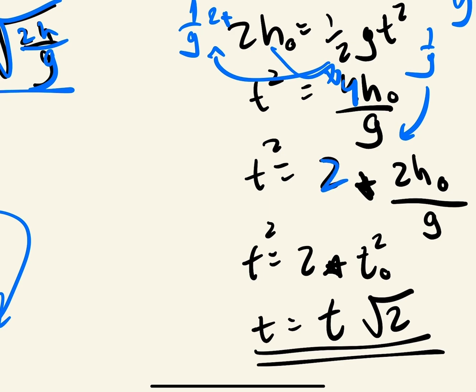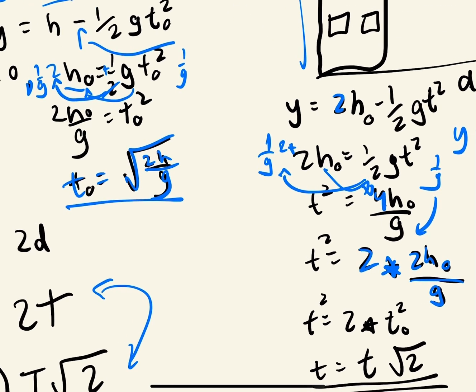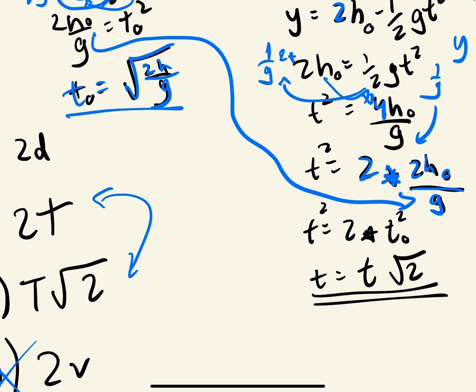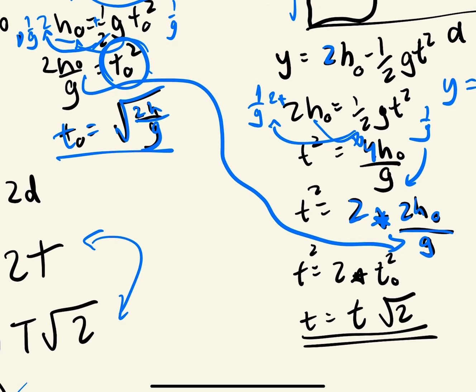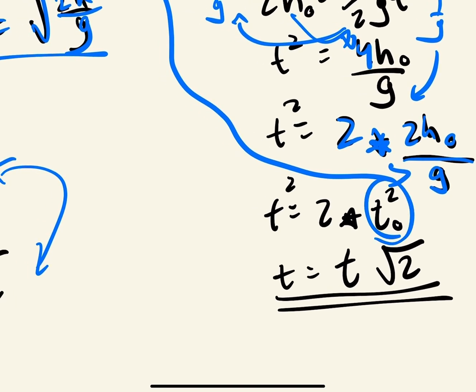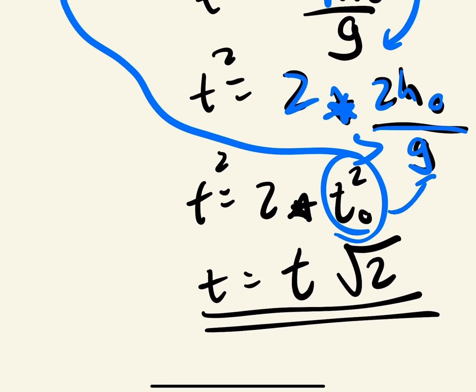This is a smart move. Not everyone is able to see it, but we can separate the 2 and isolate the 2h over g, which we saw is equal to this, right? This is the same thing as this. So we're able to draw that this variable right here is equal to this, right? So that's 2 times this variable.